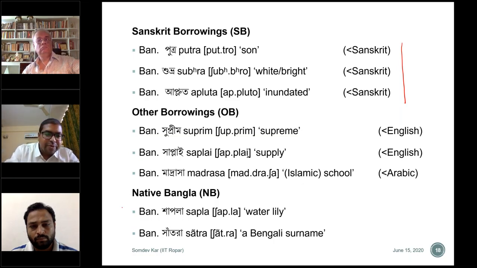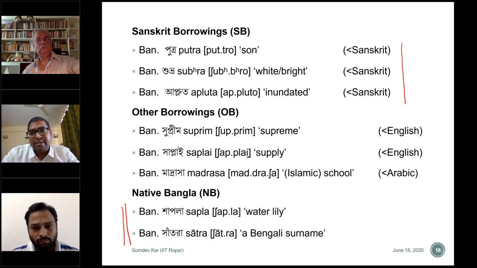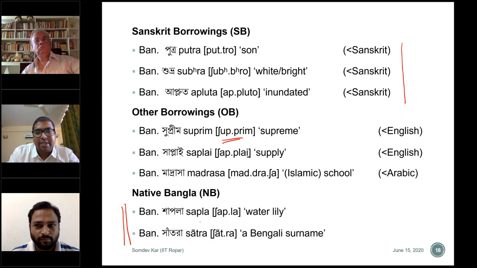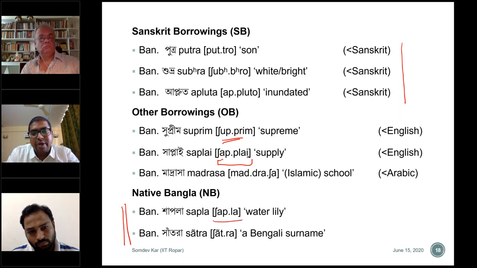But we also have to keep in mind the native Bangla words where the same type of gemination really does not work. You see here in supreme, there is gemination, but in supply, or even actually this is a better example. Look at supply. This is sup and then ply, whereas in supply, this gemination is not happening. It is sup and la.